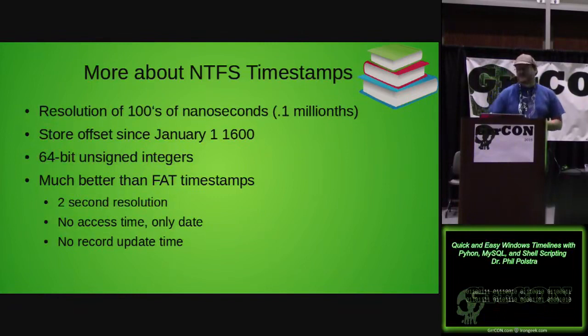FAT timestamps only had 2 seconds of resolution, so we've gone from 2 seconds to 1/10 of a millionth of a second. Of course, Linux, by the way, is better. Linux goes to 1 nanosecond, not hundreds of nanoseconds, but you already knew Linux was better. The other thing that's different with FAT, for the access times, it's not actually an access time, it's a date. There is no time for that field. And there was no record update time for FAT. So that's something else that's new with NTFS.